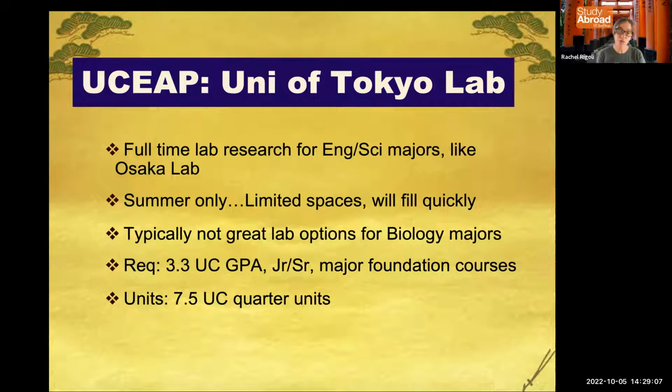Tokyo requires a 3.3 GPA, junior or senior standing. Also, EAP wants you farther along in your study. So if you're a first year, please hold off. Allow the students who are juniors and seniors who've done significant coursework in their major to apply. And you'll get 7.5 UC quarter units for this program. Last thing I want to mention, it's not great for bio majors. In the past, they've offered botany labs, or if you have an environmental focus in your bio major, that could work. But I usually tell my bio majors to look at Osaka.